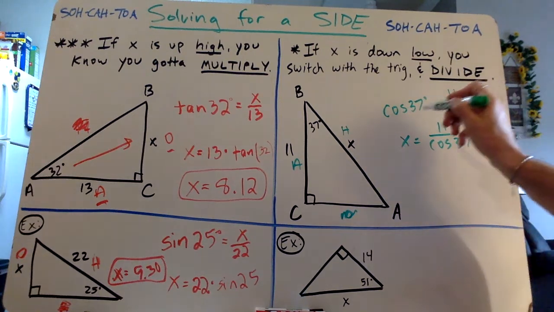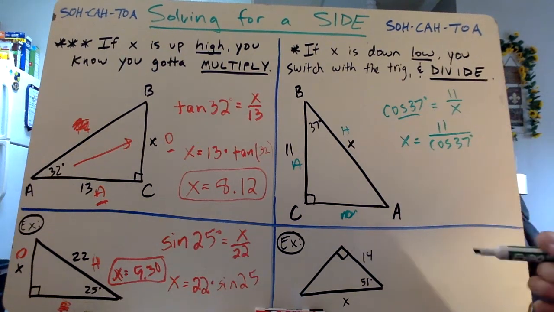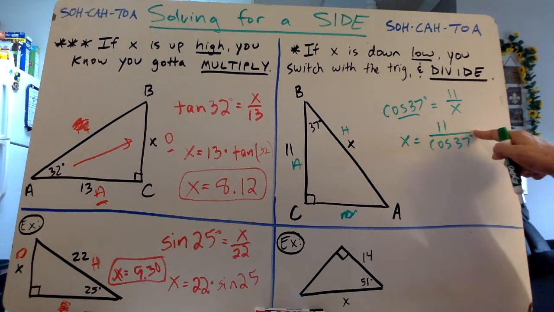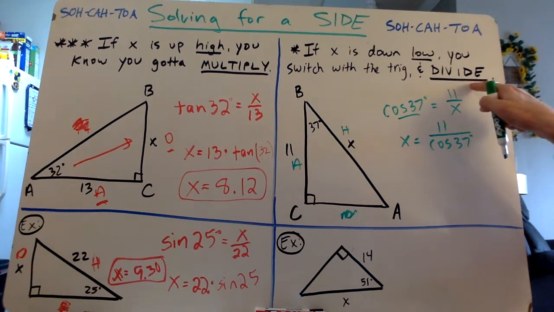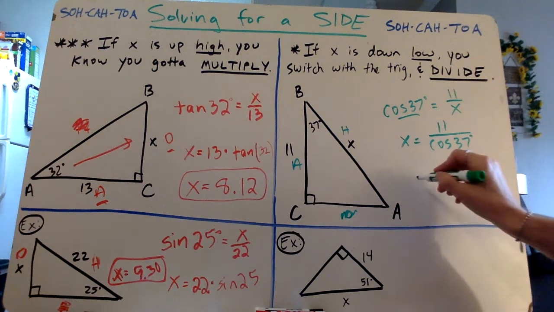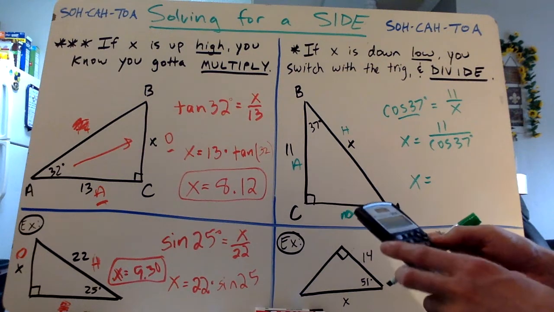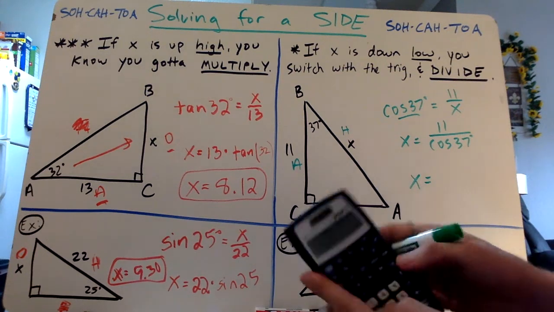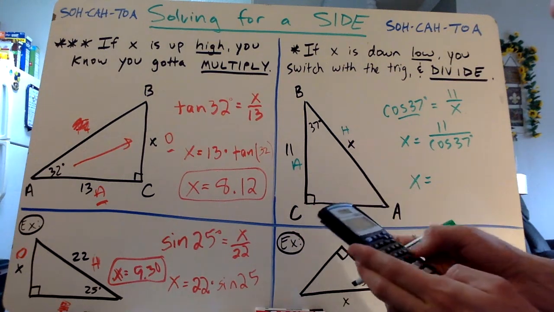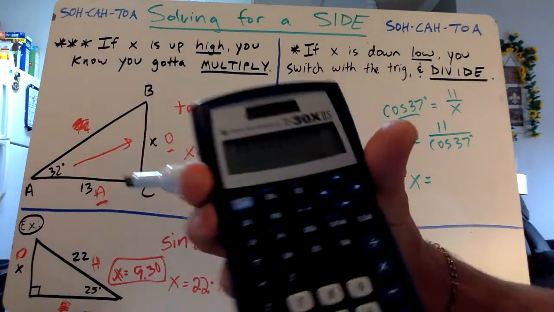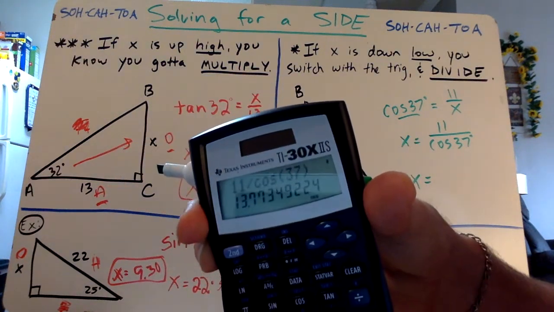And like I said, these two are attached forever, so you have to keep cosine and 37 together. Then this operation with the fraction means division. So that's why you divide. So x is going to equal whatever 11 divided by cosine of 37 is. That's what I typed in my calculator. Click enter. 13.77.